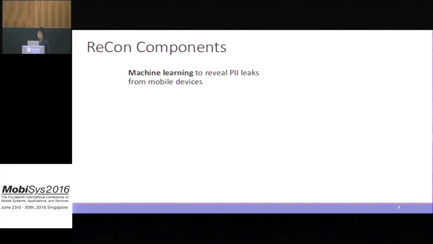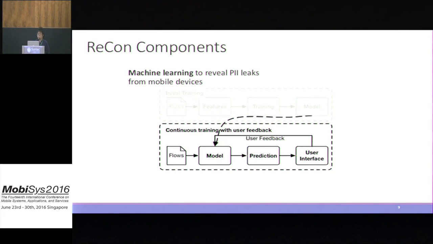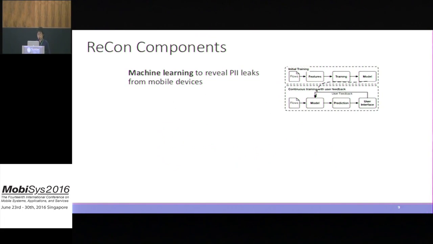So how does ReCon work? First, we have the machine learning component that identifies PII leaks. We train it using labeled network flows from our manual and automatic tests, and we use it to predict in real time on the new traffic. In addition, our system also collects feedback from users about whether our prediction is right or wrong, and we use it to continuously update our classifiers.